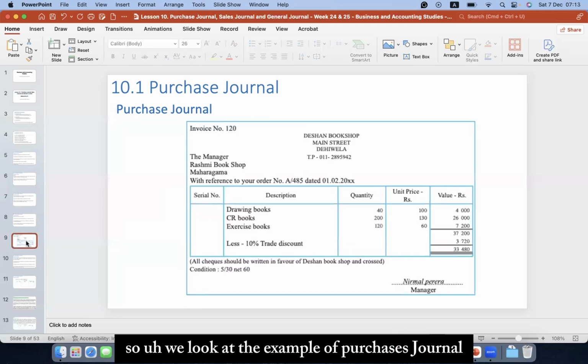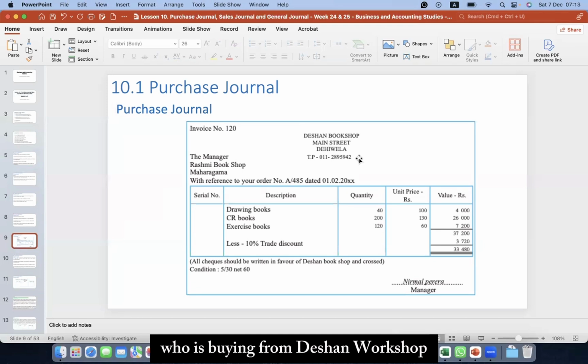So we look at an example of a purchases journal. For example, this is issued from Deshan Bookshop. Now let's say you are Rashmi Bookshop, who is buying from Deshan Bookshop, and this is your purchases journal. Deshan Bookshop is the issuer of this purchases invoice, and you are the buyer. So this is your purchases journal, and this is the manager of Rashmi Bookshop. If you look at it, you can see the invoice number which we already talked about, a unique number, and you have all the details of the goods you purchased.